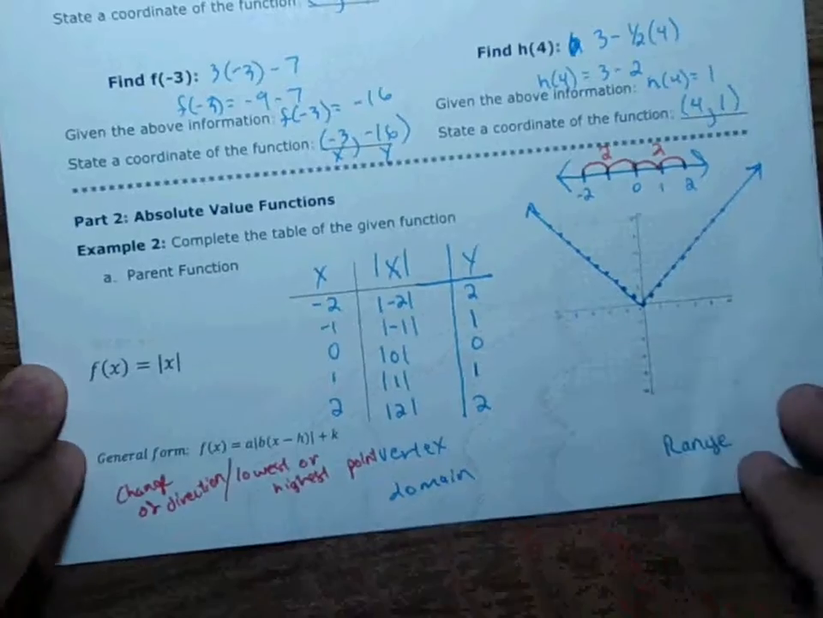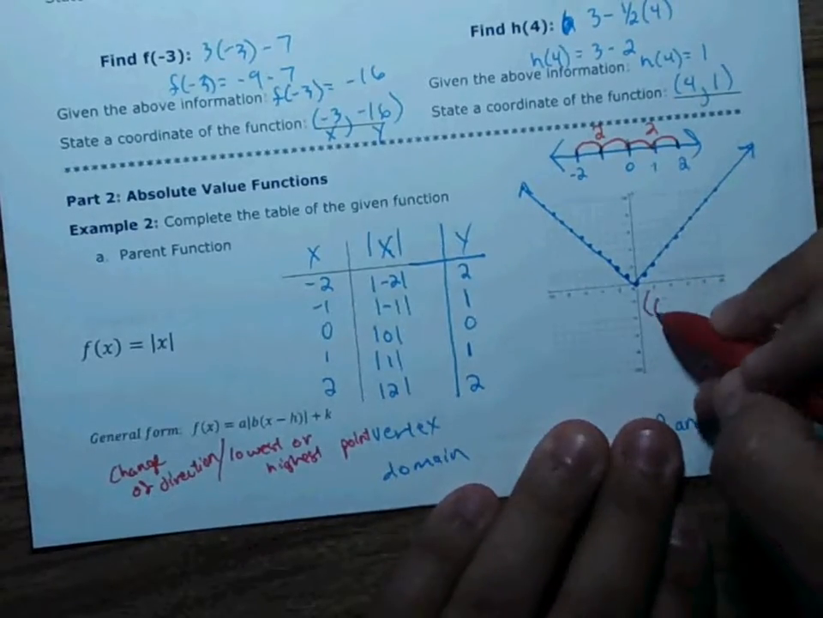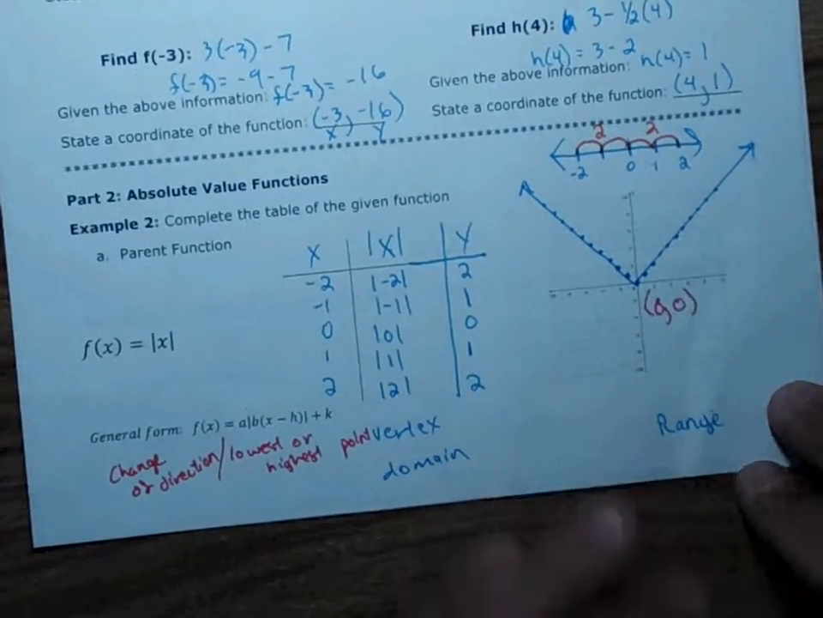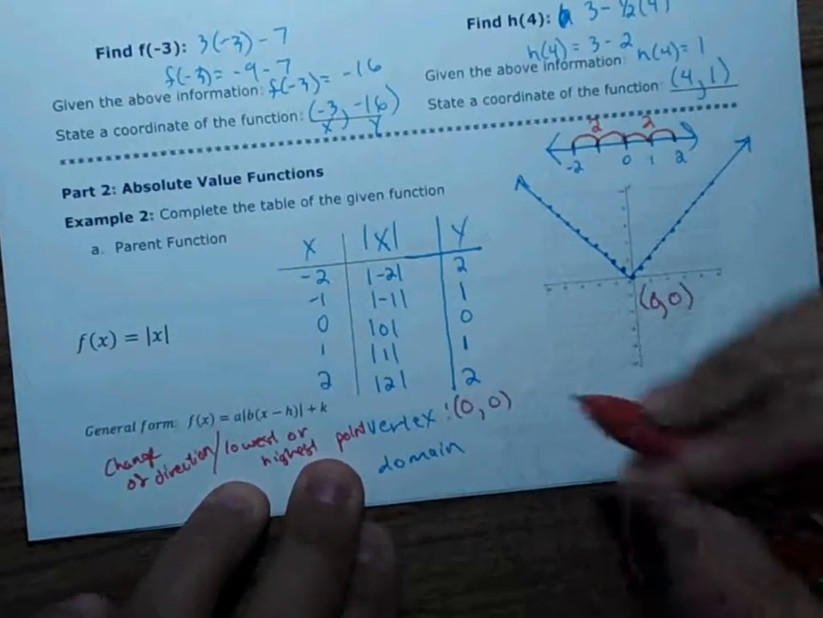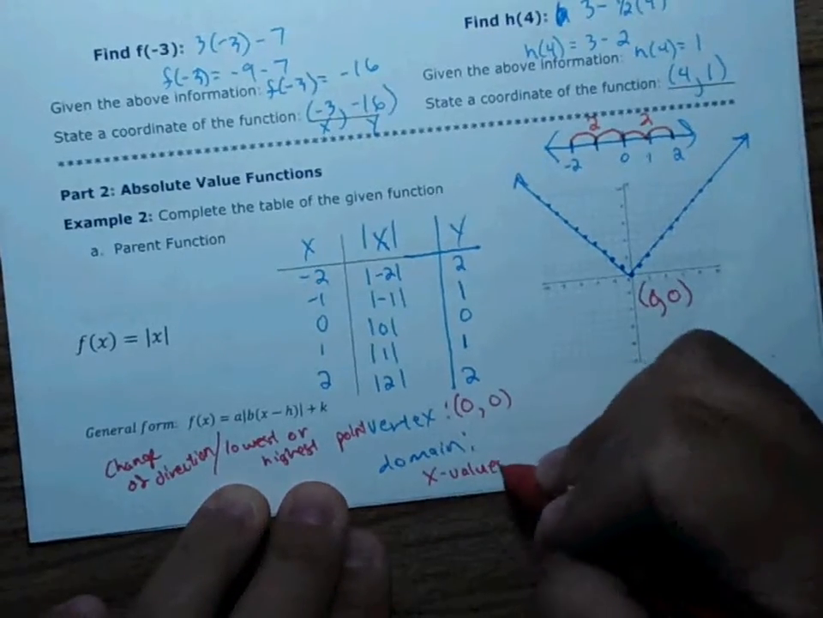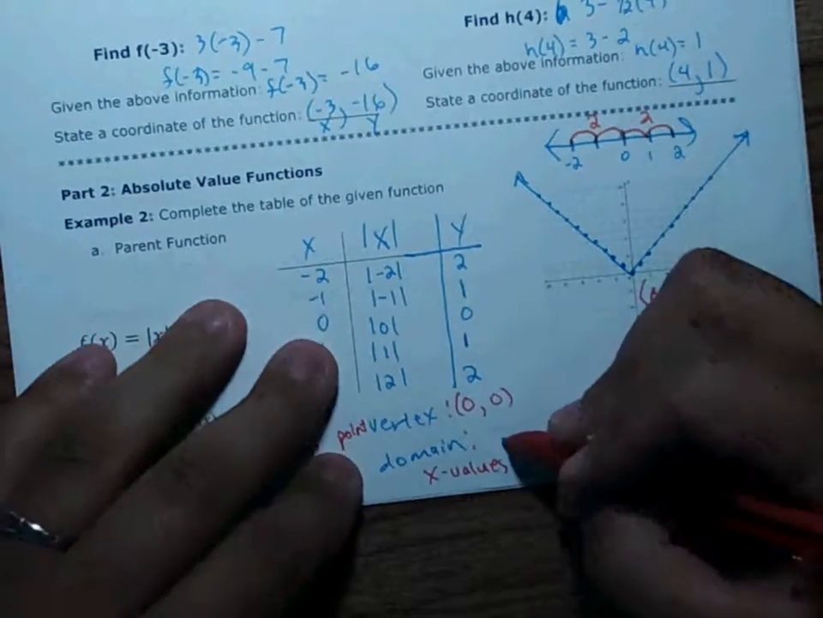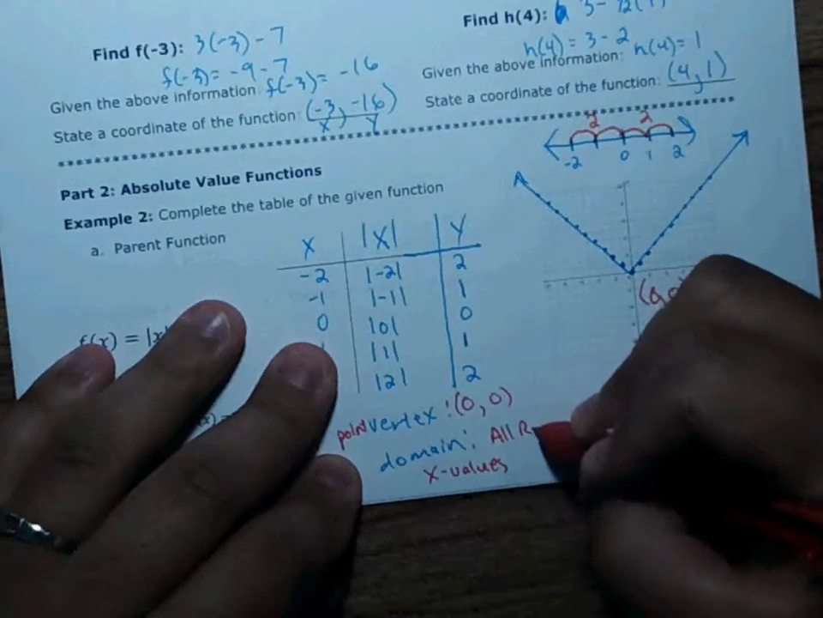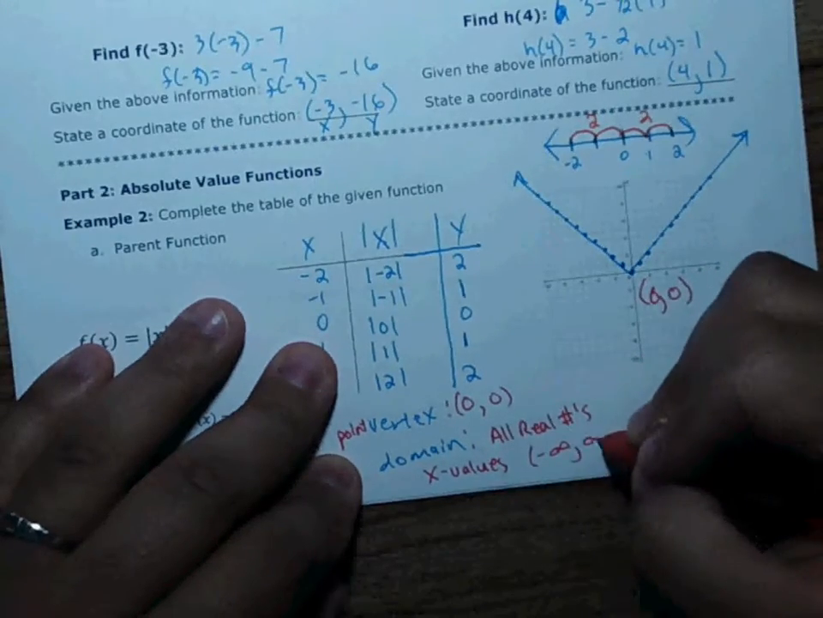So if you look at your absolute value symbol graph, it looks like a V. And so right here would be our vertex, which in this case is (0, 0). And our domain, which is also our x values, if you look at this graph, it's never going to stop going from left to right. So our domain is going to be all real numbers, or negative infinity to positive infinity.